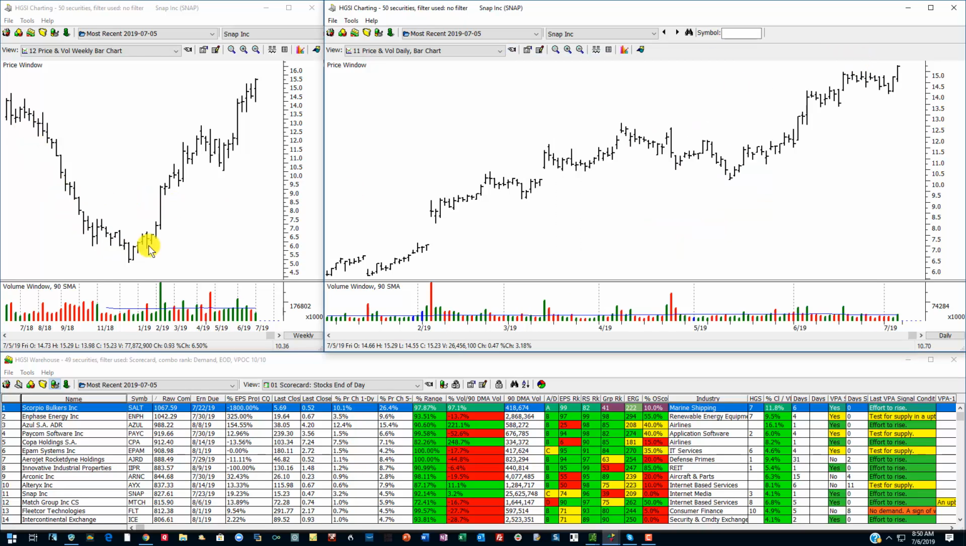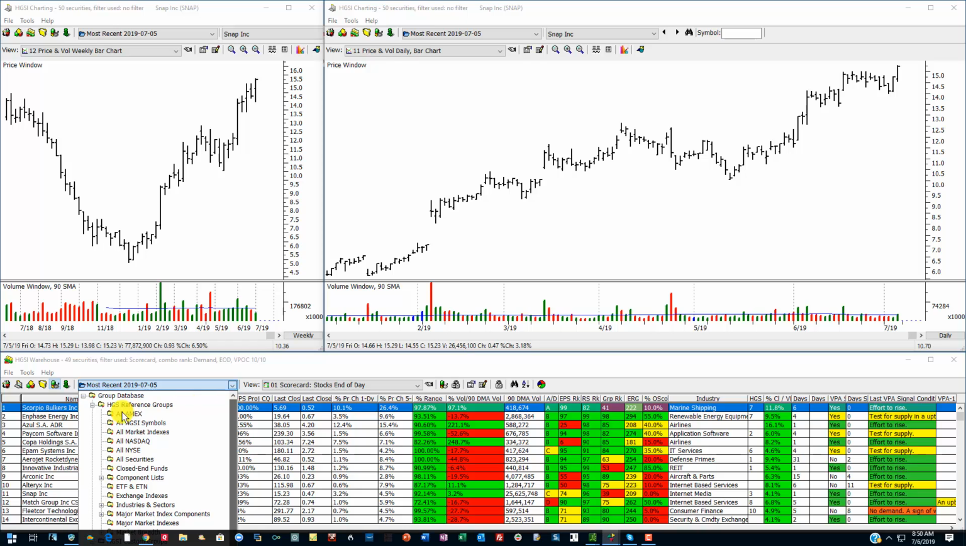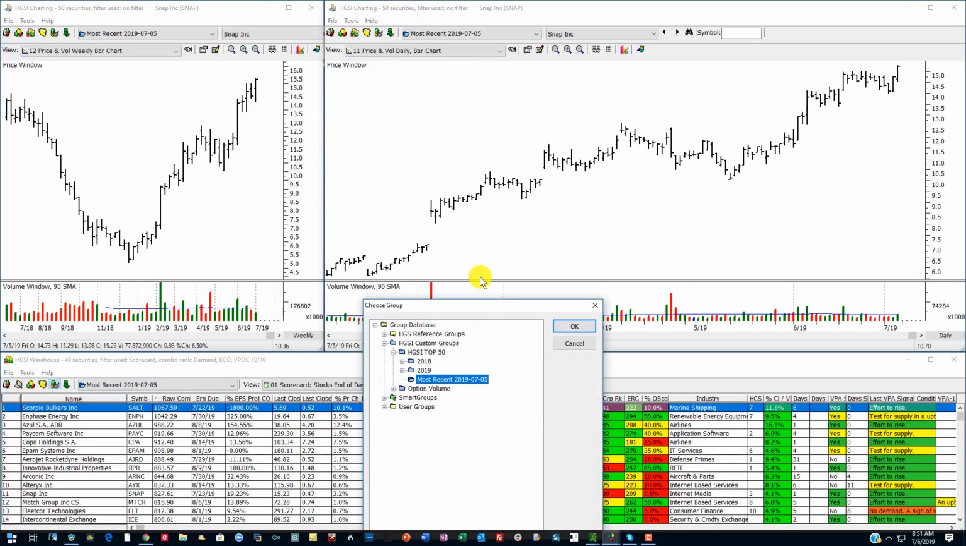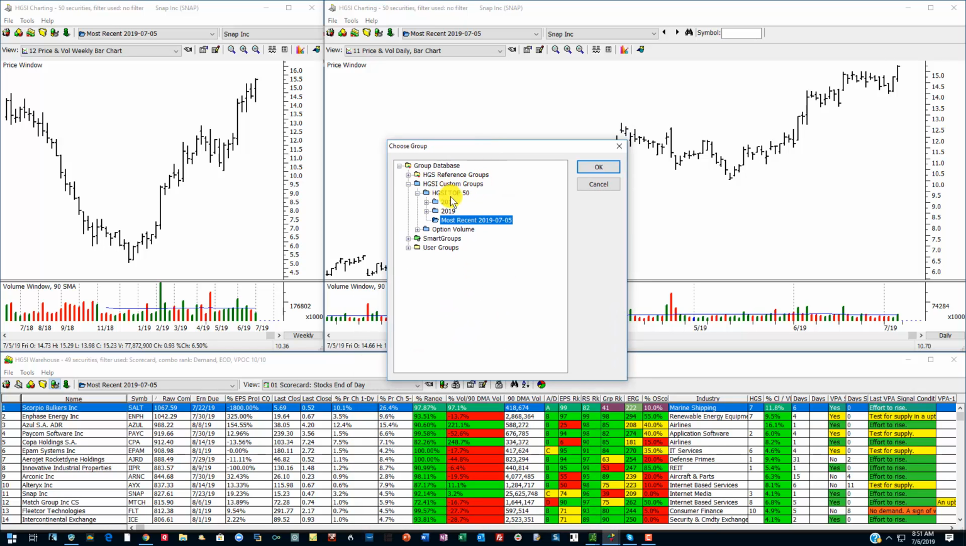First of all, I get a lot of information on here. It's easier to draw trend lines and so on, and that's what I'm going to be doing now. This is the most recent HGSI Top 50. This is generated every night. I'm going to go to Choose Group. And this would be from Friday the 5th. And these are the most recent stocks.